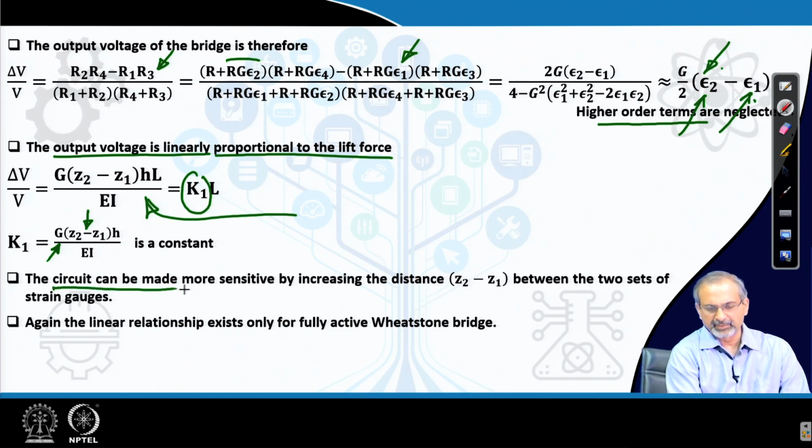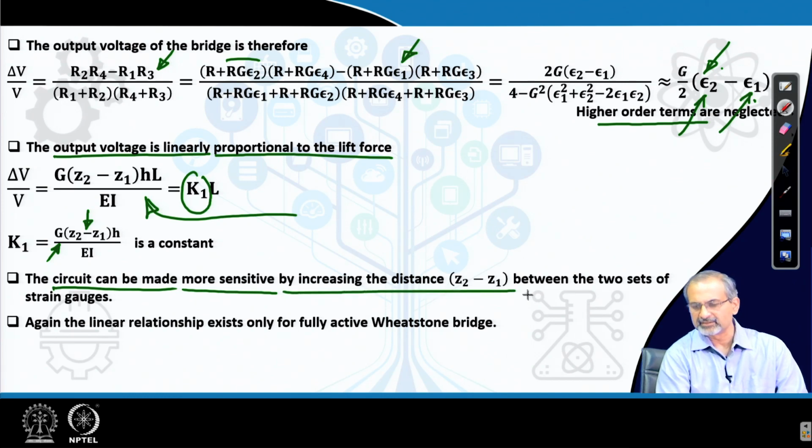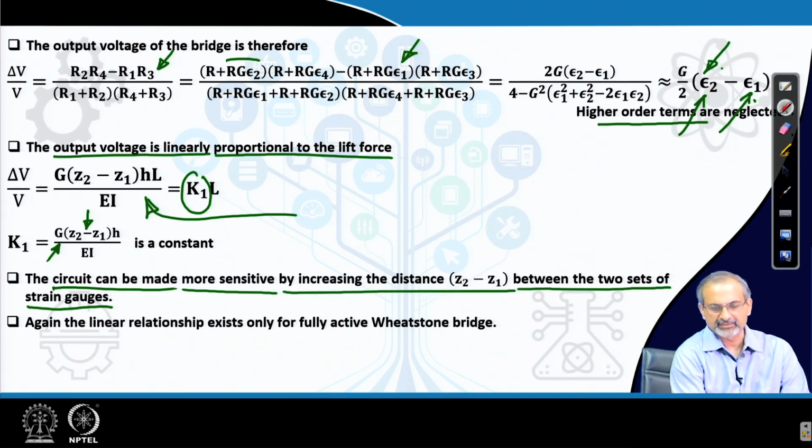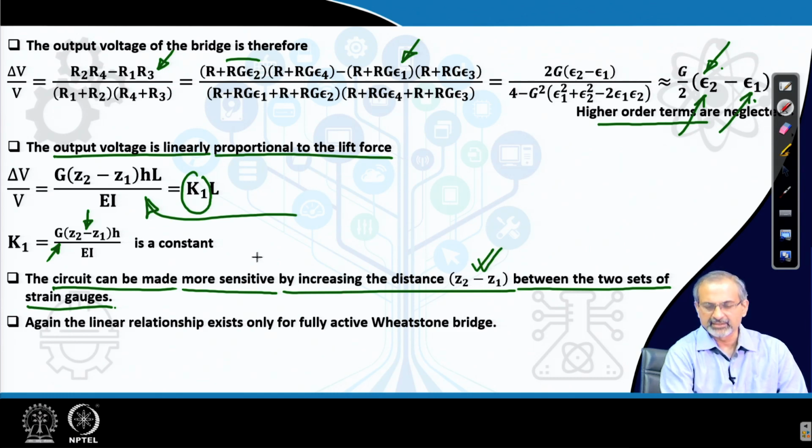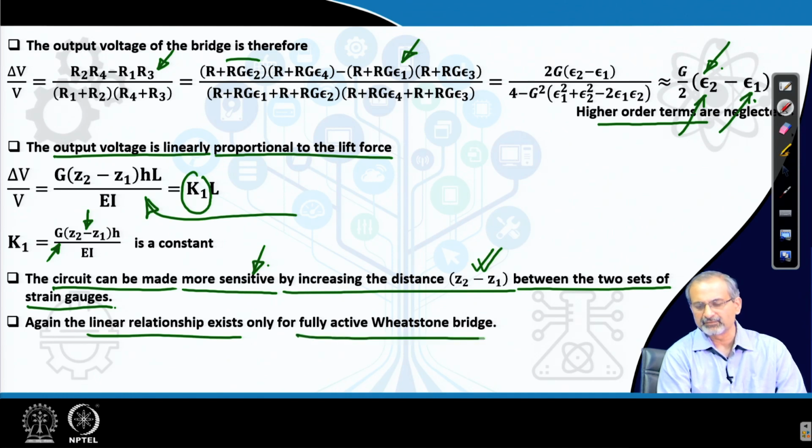Obviously, the circuit can be made more sensitive by increasing the distance between the two sets of strain gauges. So, for the same excitation voltage, if you want to increase the delta V, this is a very convenient way of doing it. Based on the length of the strain gauge, you try to maximize Z2 minus Z1. Automatically, the sensitivity of the sting balance will increase. Again, the linear relationship that exists here is because you are using a fully active Wheatstone bridge.